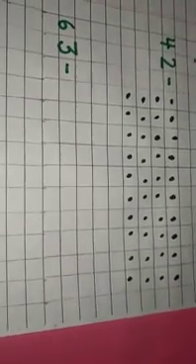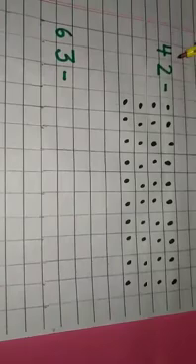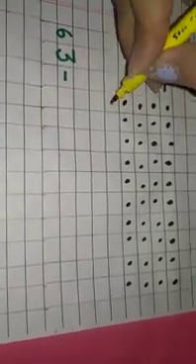Now when your 4 bundles are finished, the next step is to see how many balls are outside. So 2 balls are outside, 1, 2. So this makes our 42.